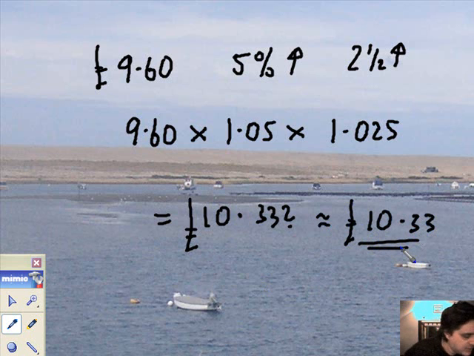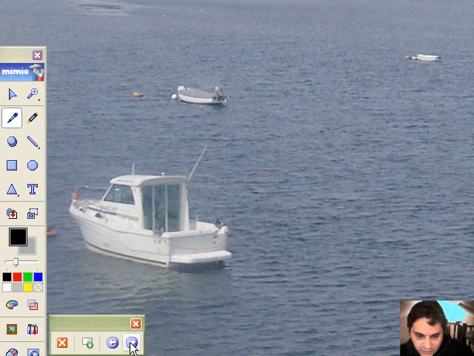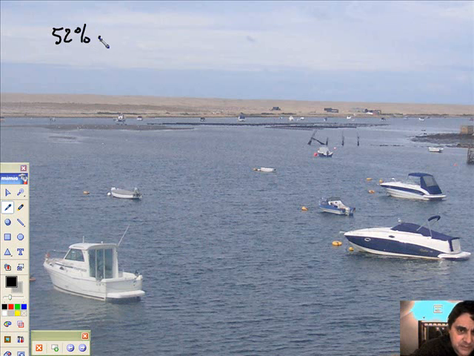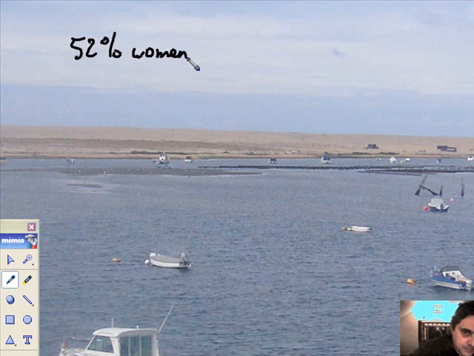Now, question 10 is a bit involved. It's got a yellow dangerous asterisk by it, and let's give it its own page, and hopefully that will fit on the video. Right, 10. I'll read it and write it at the same time. 52% of the adults in the town are women, so 52% women.